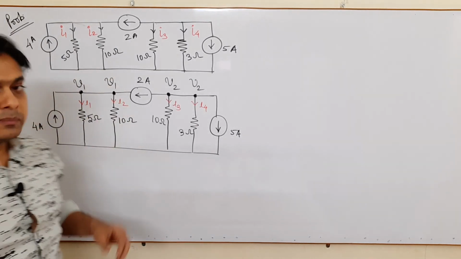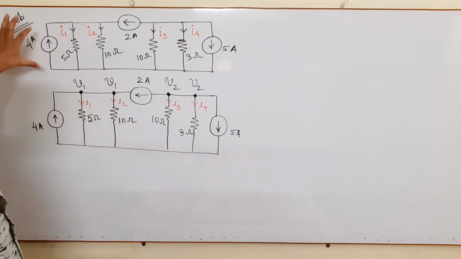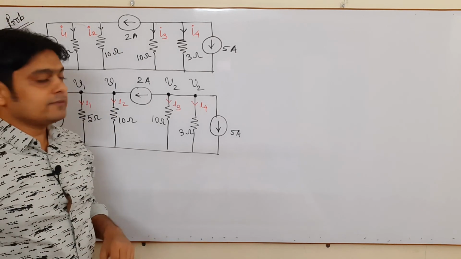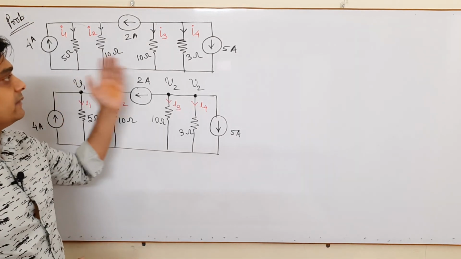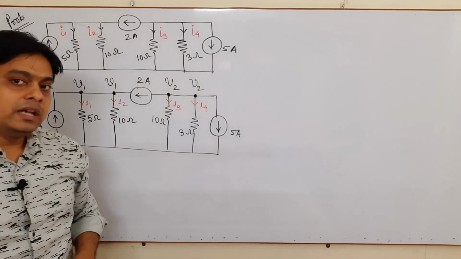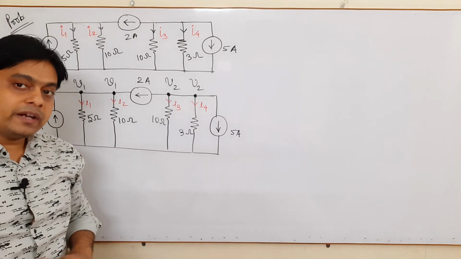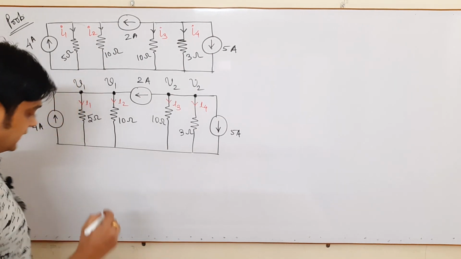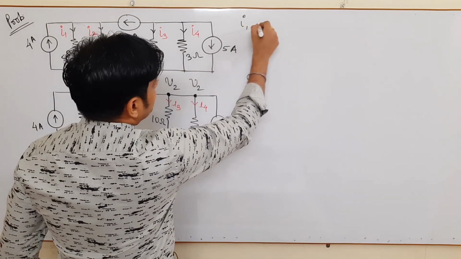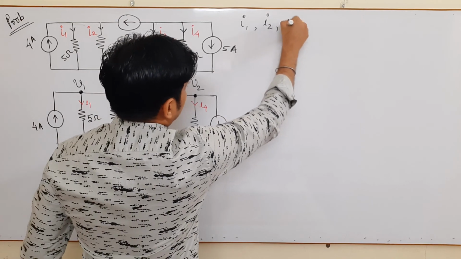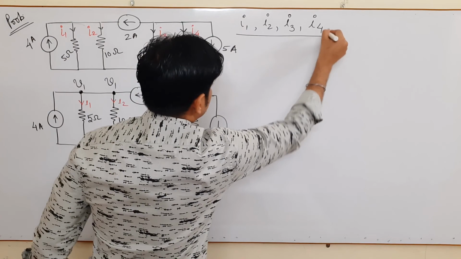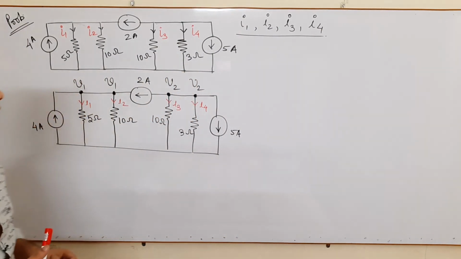Friends, now we proceed with our next problem. This is our next problem. This is a network which consists of several resistances connected in parallel form, and there are some current sources whose values are mentioned. In this network, basically you have to find the value of currents, that is I1, I2, I3 and I4. Yes, these are the values you have to find in this network.